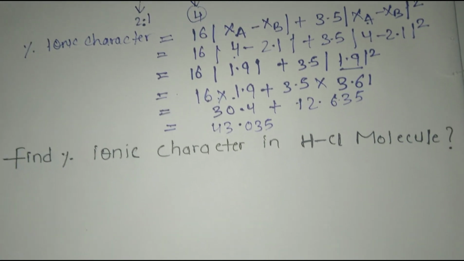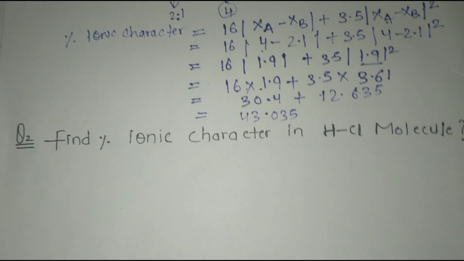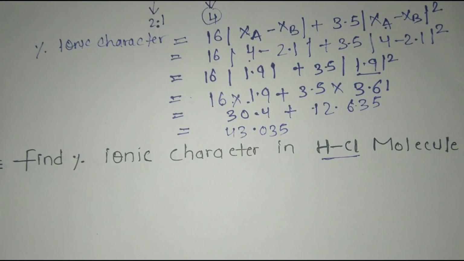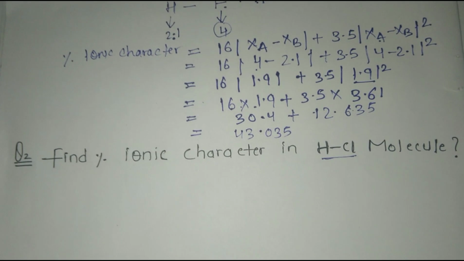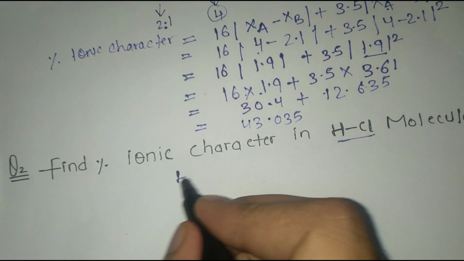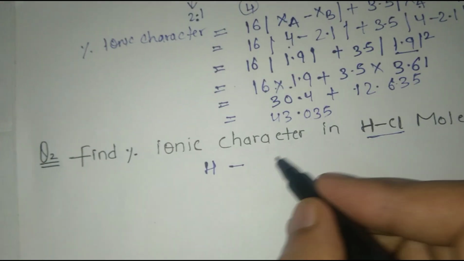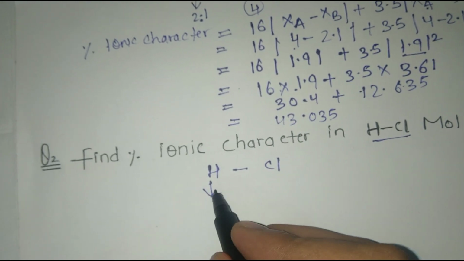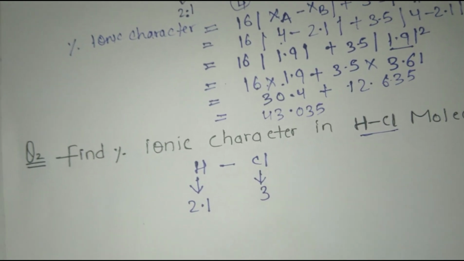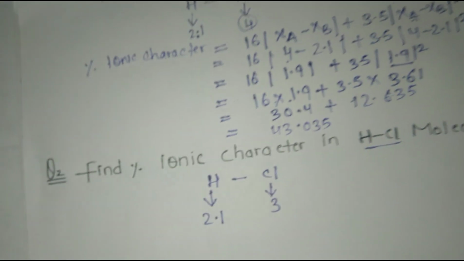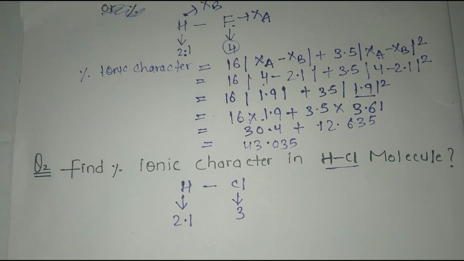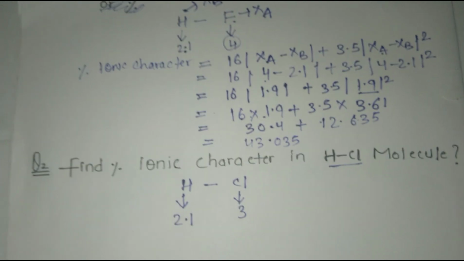Similarly, I have another example, question number 2: find the percent ionic character in the HCl molecule. This time they have given you the HCl molecule. As we know, HCl comprises hydrogen and chlorine. Hydrogen has an electronegativity value of 2.1, whereas chlorine has an electronegativity value of 3. Just go through that table which I discussed earlier in this video. This table will help you a lot.